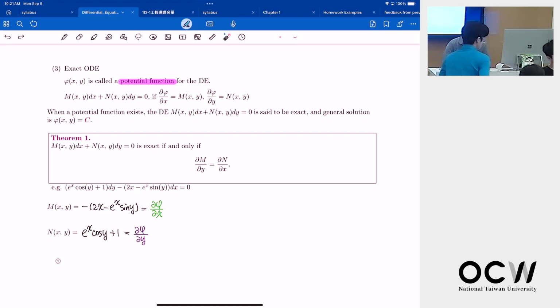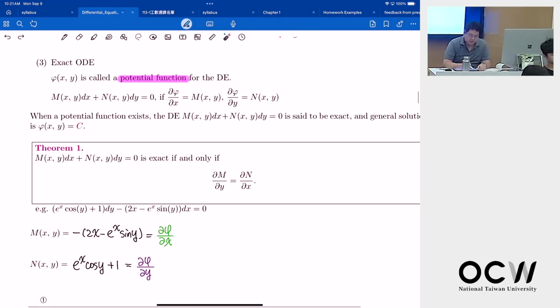other one is called exact. We can check if this ordinary differential equation is exact or not. If it is exact, then we find the potential function, because potential function equals a constant will be the solution. If it is not exact, then we will continue to use other methods. Okay, and what is exact? What does it mean that this differential equation is exact?